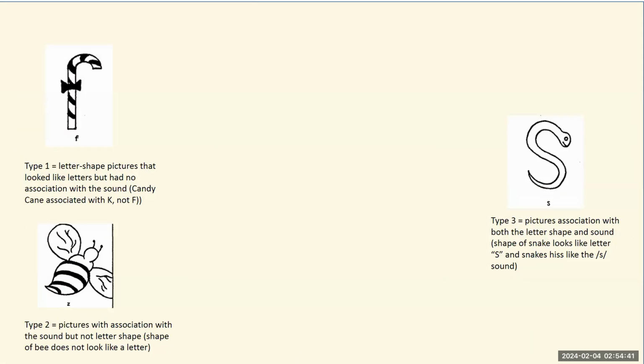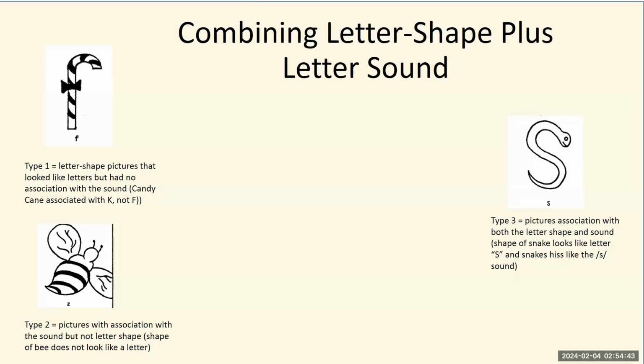The next study combined letter shape plus letter sound. So we have three different types of shapes here. Type 1, the letter shape pictures look like the letters, but they had no association to the sound. So the F does look like that candy cane, but candy cane starts with the K sound, not the F sound.